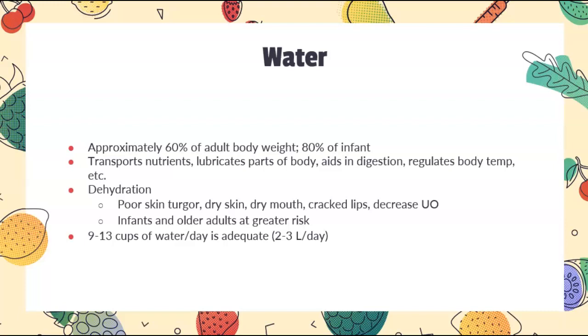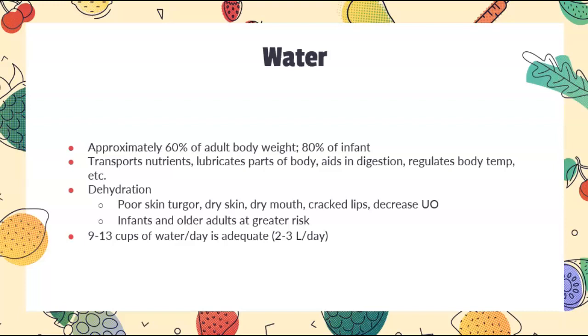Dehydration occurs with abnormal losses of water, such as vomiting, hemorrhage, burns, or increase in perspiration or urination. Severe dehydration is more than a 10% loss of body weight in water, and this is life-threatening. Signs and symptoms include poor skin turgor, flushed dry skin, dry mouth, cracked dry lips, decreased urine output, irritability, and disorientation.